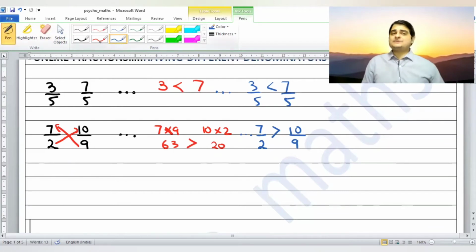But the very next question comes, sir, this was only what we came across in the instance of two fractions. What about if they are more?